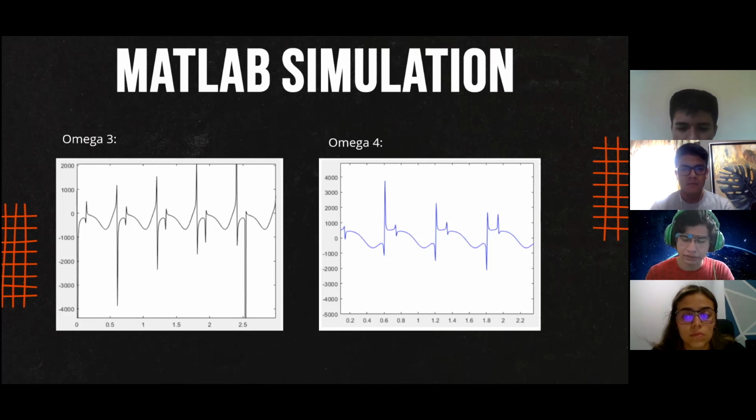In this case, we can see that they are very similar graphics, so we can conclude that the calculations made by the mathematics, by SolidWorks and with MATLAB, all 3 have a very similar result, so we can conclude that they are correct.